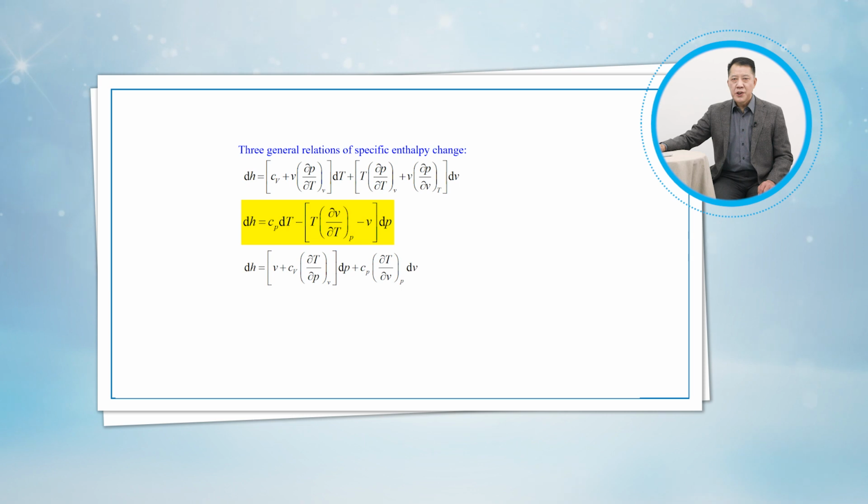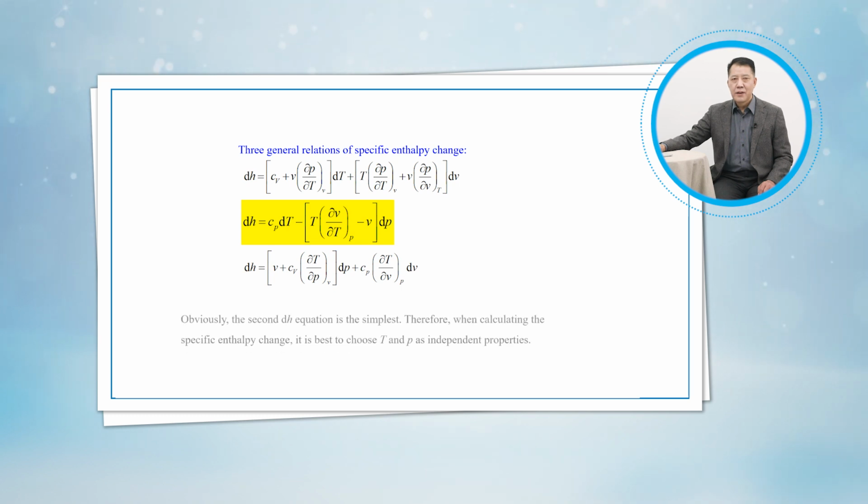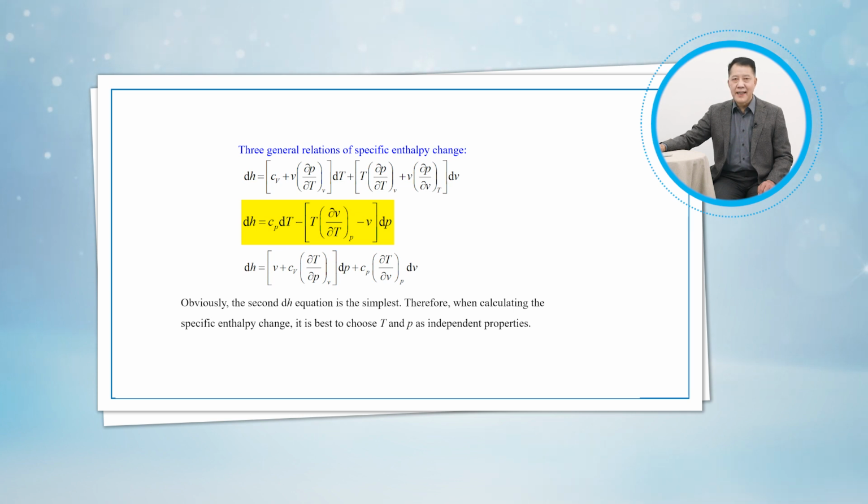Three general equations of specific enthalpy change dH are summarized as: obviously, the second dH equation is the simplest among the three. Therefore, when calculating the specific enthalpy change, it's best to choose T and P as independent properties.